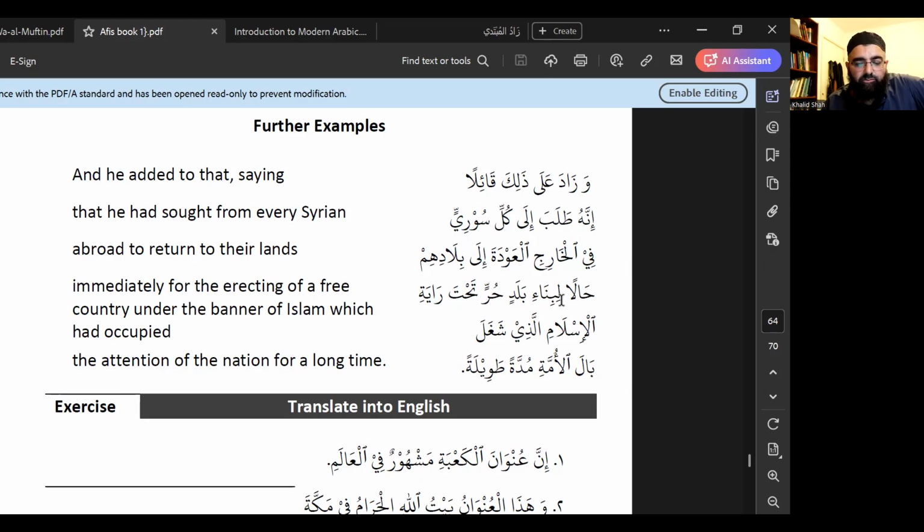under the flag of Islam, راية مضاف مضاف إليه, right? And تحت is a zarf, but it's acting like we use jar majrur. We use it as jar majrur here. تحت راية الإسلام الذي شغل بال الأمة مدة طويلة, right?